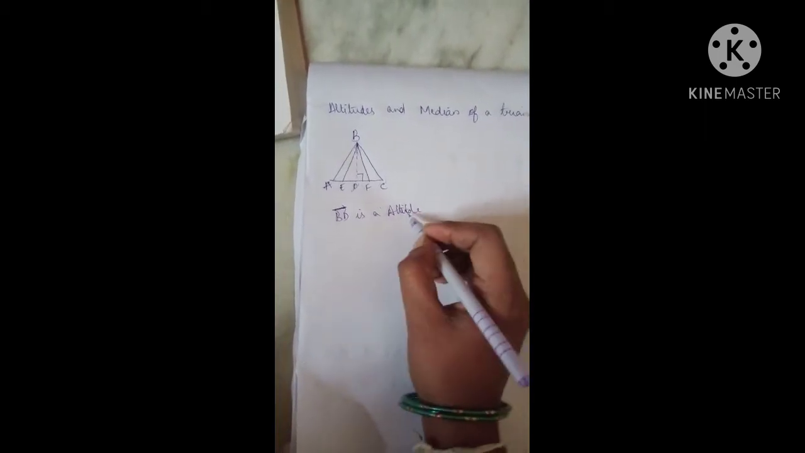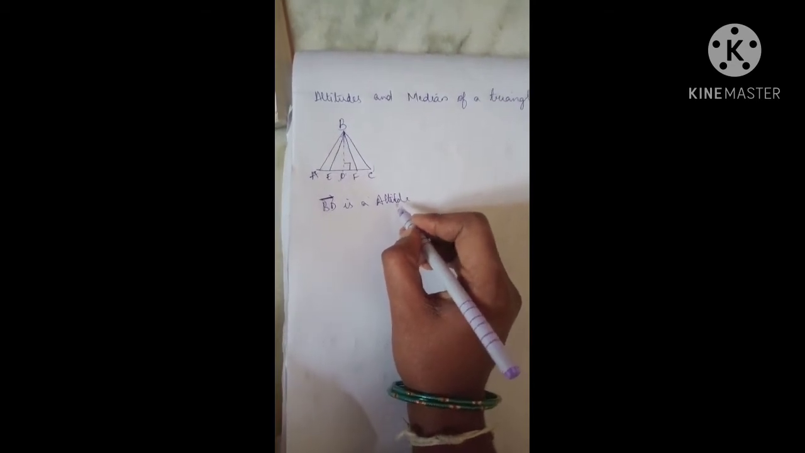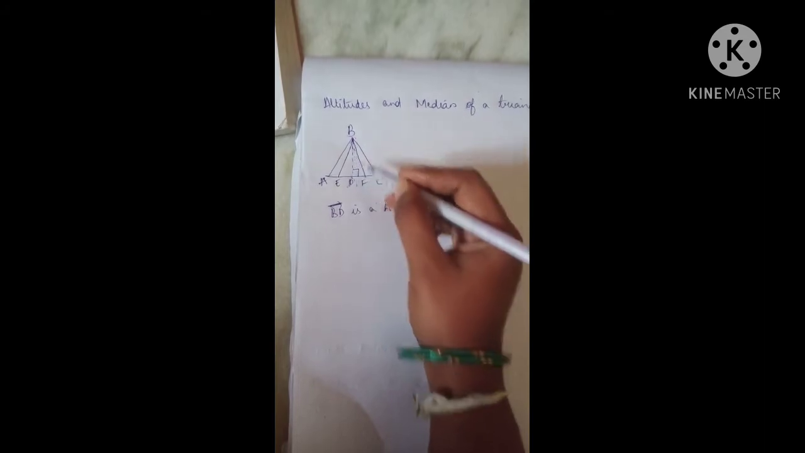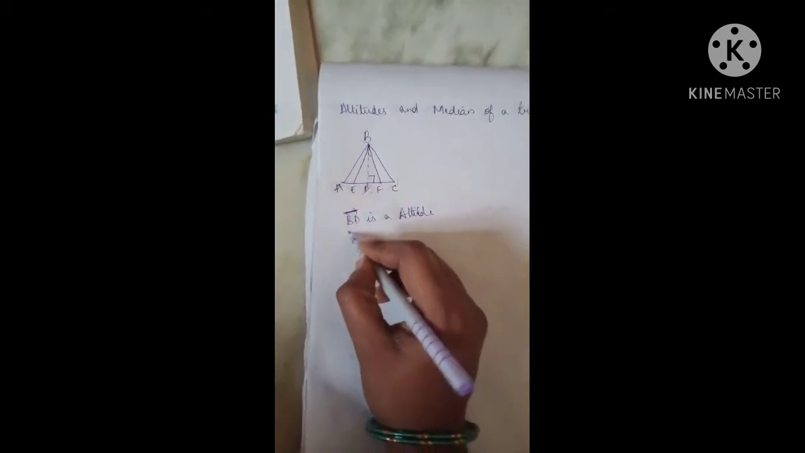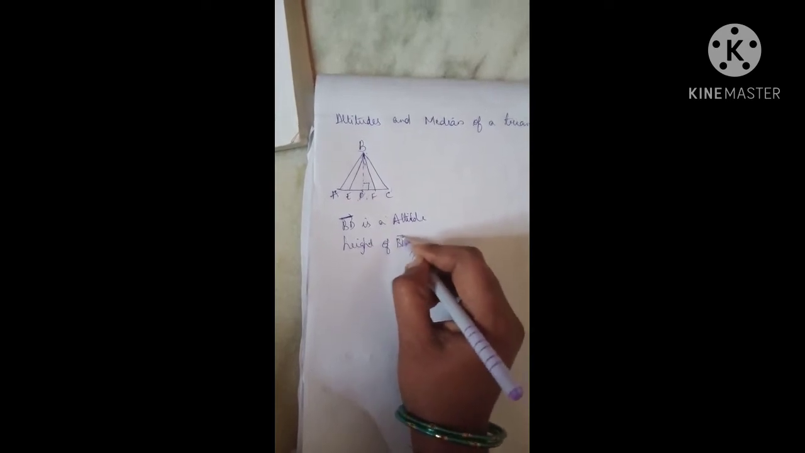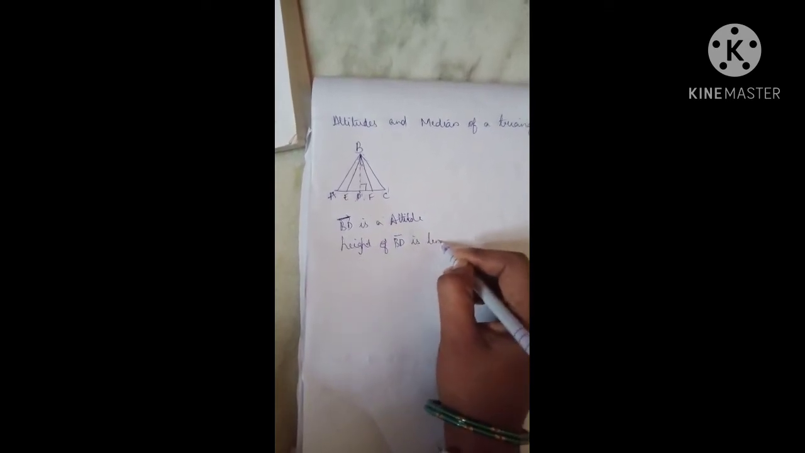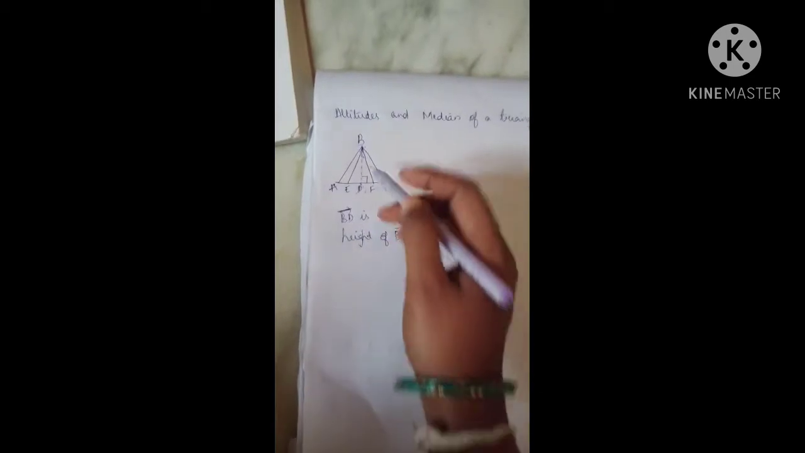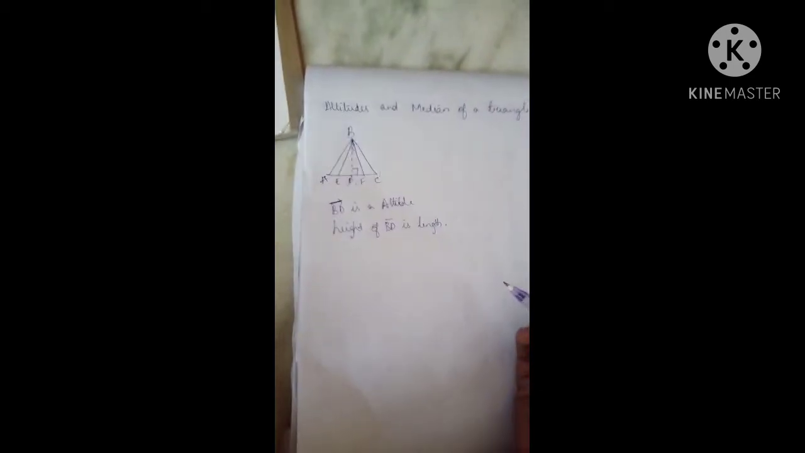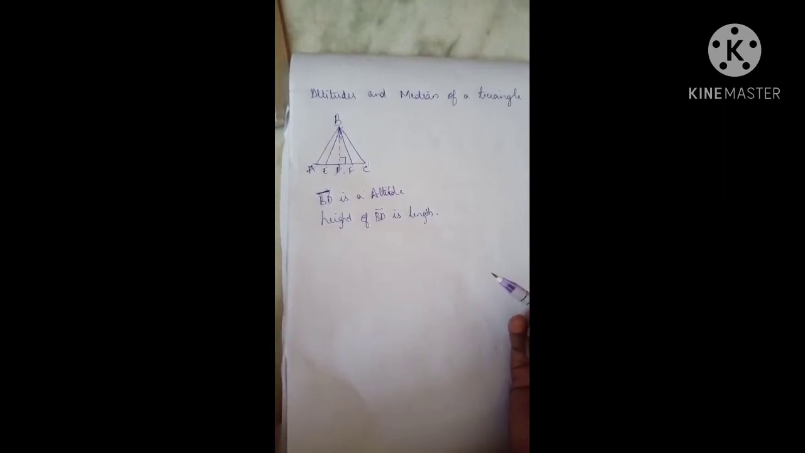Clear? This is your altitude. What is this length? The height BD is nothing but this length. Whatever the height of BD, this line segment is the length. This length of BD is the height of the altitude. Clear? This is about your altitude.